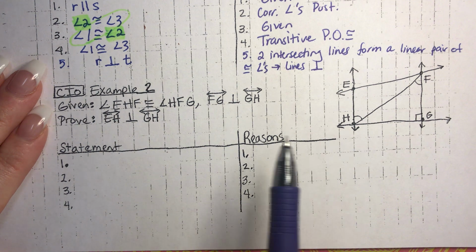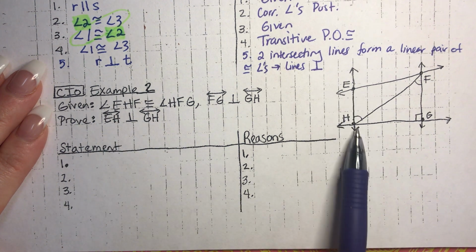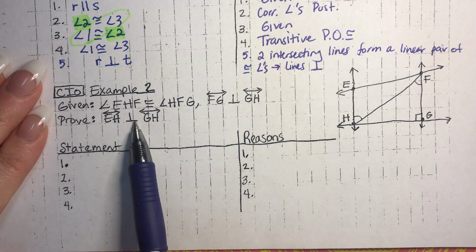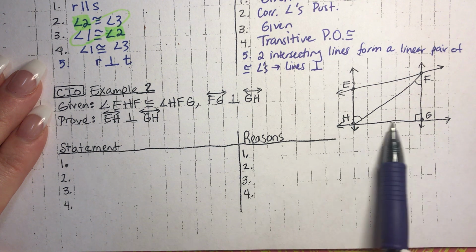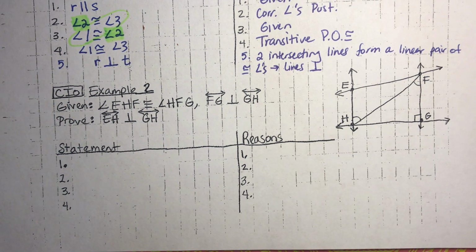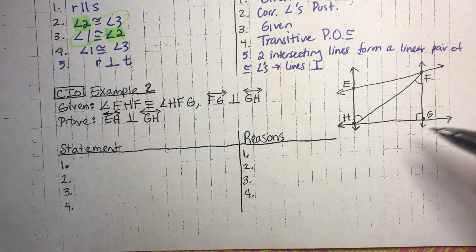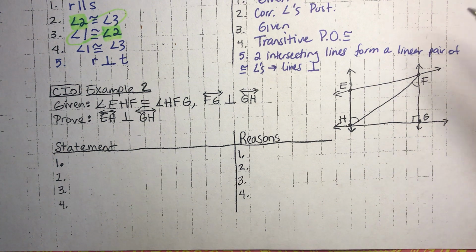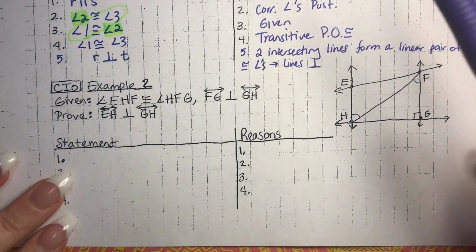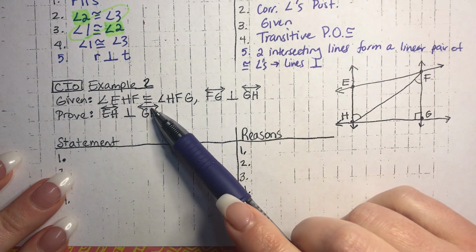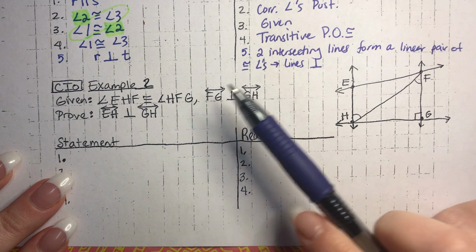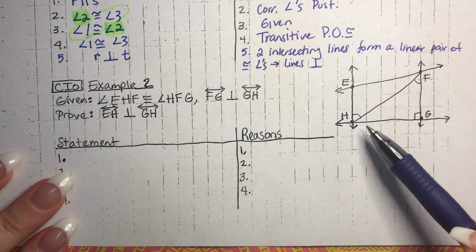Okay, what we need to prove is that EH, this line here, is perpendicular to GH. All right, there's a lot going on. This picture looks pretty complicated, so let's just try to take this piece by piece. The first thing I'm going to look at is this: EHF is congruent to HFG.